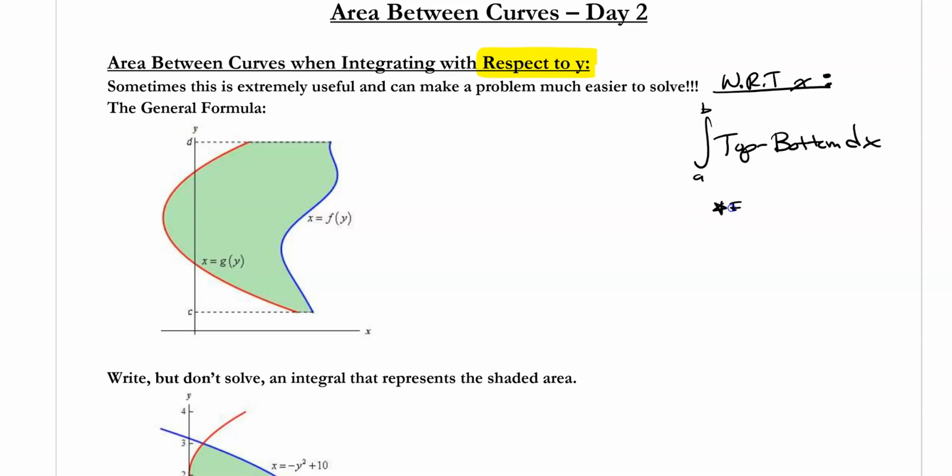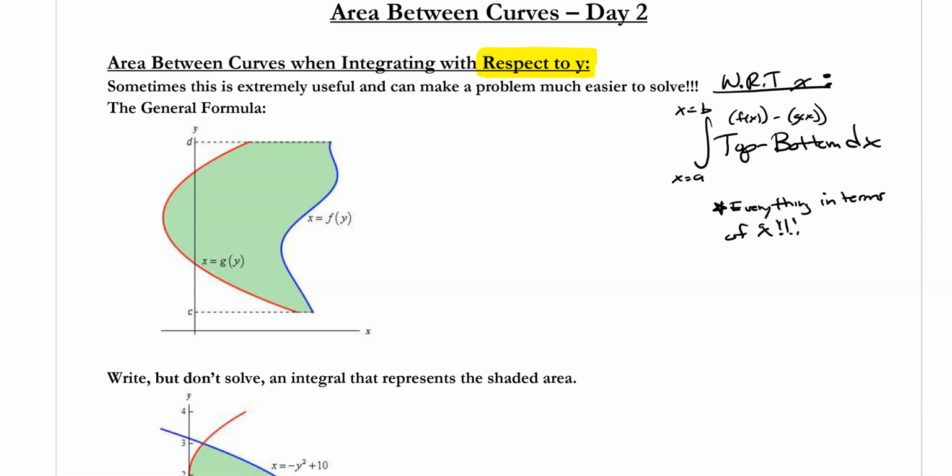Everything was in terms of x. What I mean by that is your limits of integration, a and b, are essentially x values, x equals, x equals. Your function was like f of x minus maybe g of x. So the functions were in terms of x, okay?